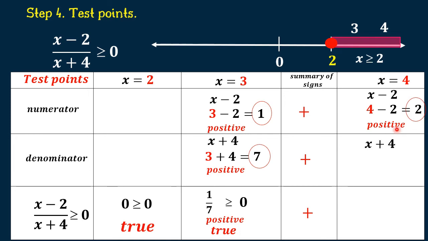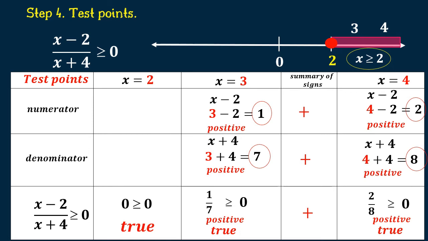Here the result is positive. In the denominator, 4 plus 4 is positive. And if you substitute directly into your inequality, you have 2 divided by 8. So positive divided by positive is positive. So you have here a positive value. Since the values here are all positive, the quotients are all positive, we can conclude that this interval is included as one of the solutions to your rational inequality.